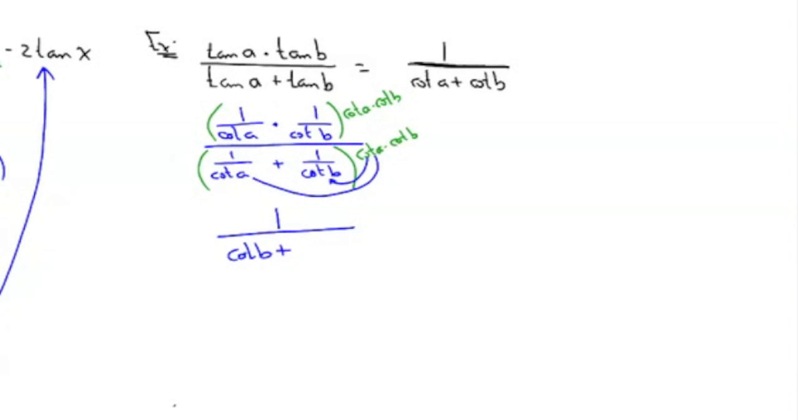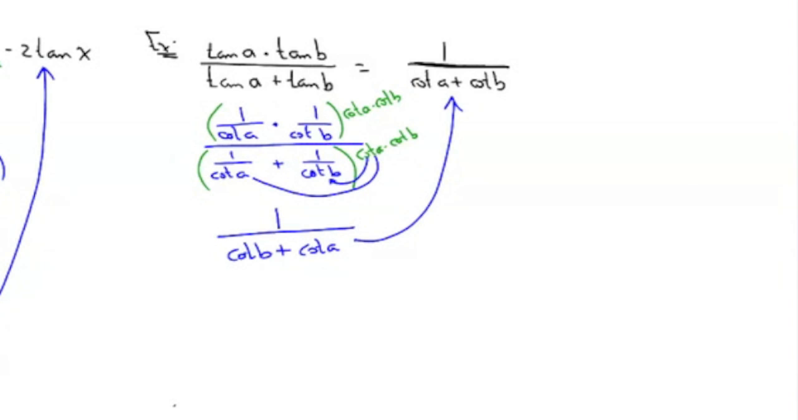The B's go away and you're left with cotangent A, which is exactly the same as that, because addition is commutative. You can switch over addition. When these two run into these two, this is multiplied all together. So the top and the bottom would be exactly the same. So that would be 1.